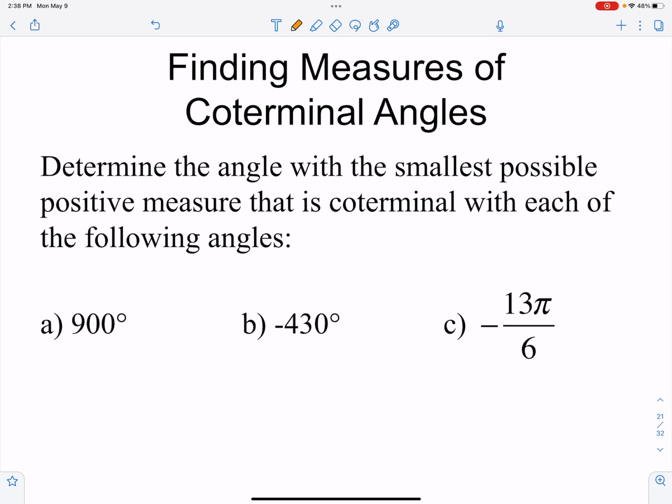So let's first start with practicing finding the smallest possible positive coterminal angle given these 3 angles.